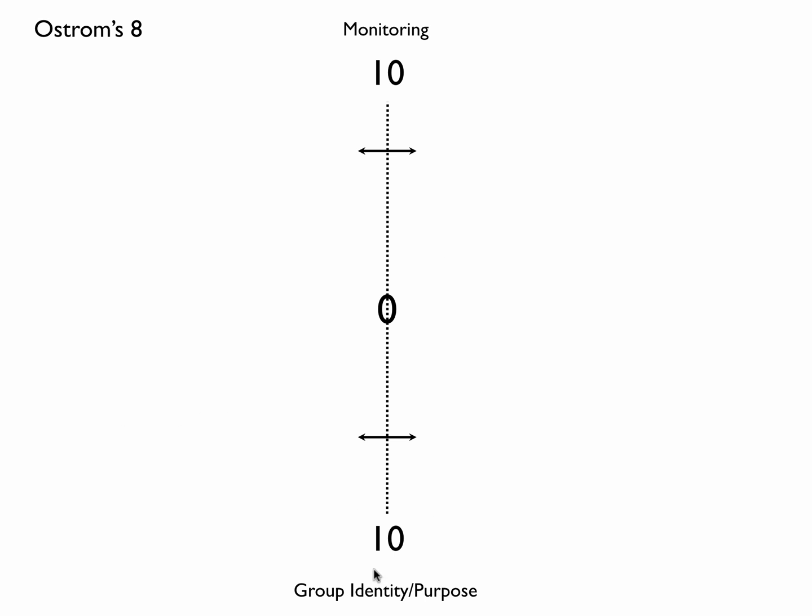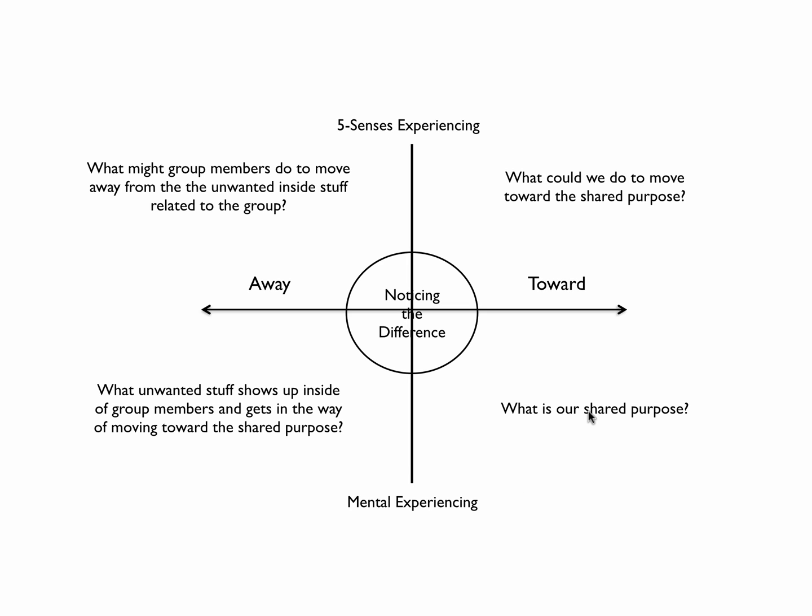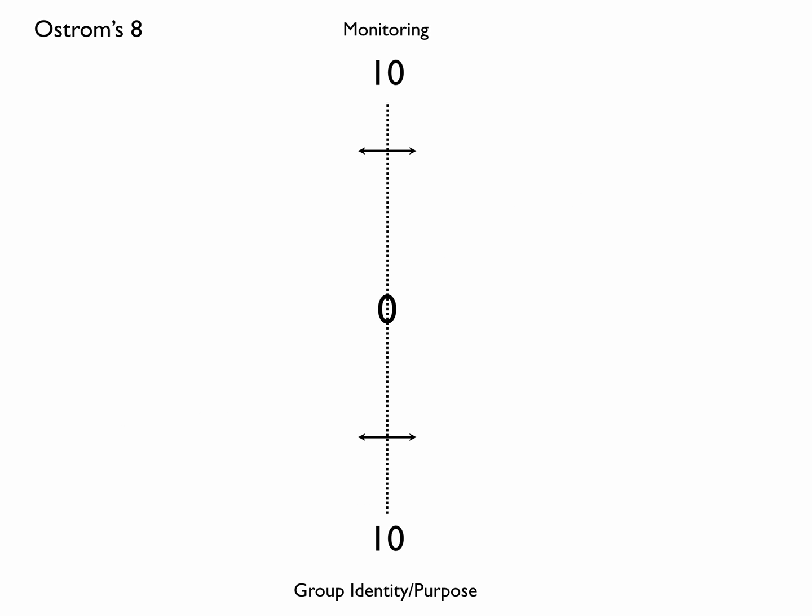So let's start with group identity and shared purpose. And remember, we already had that back here. So we've already got one of them. And I've already talked about monitoring, because it's really important for us to monitor. The 0 in the middle here would mean that we're doing a really lousy job at knowing our group identity and purpose, and we're doing a really lousy job at monitoring. Well, we're just getting started here, so we don't know. But let's have a discussion.